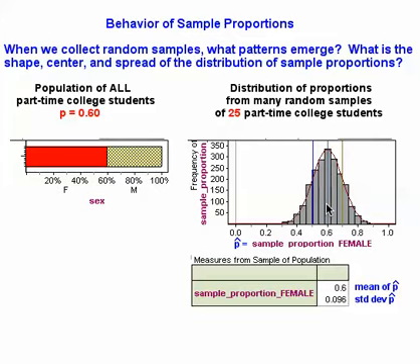Now, in the next movie, we're going to investigate this issue of variability in sample proportions in more detail and look specifically at the impact of sample size. We'll see you then.